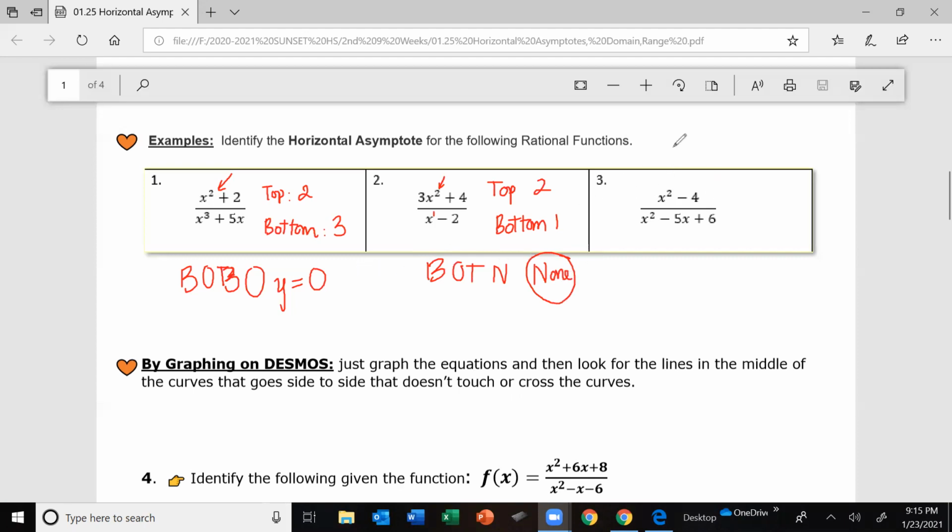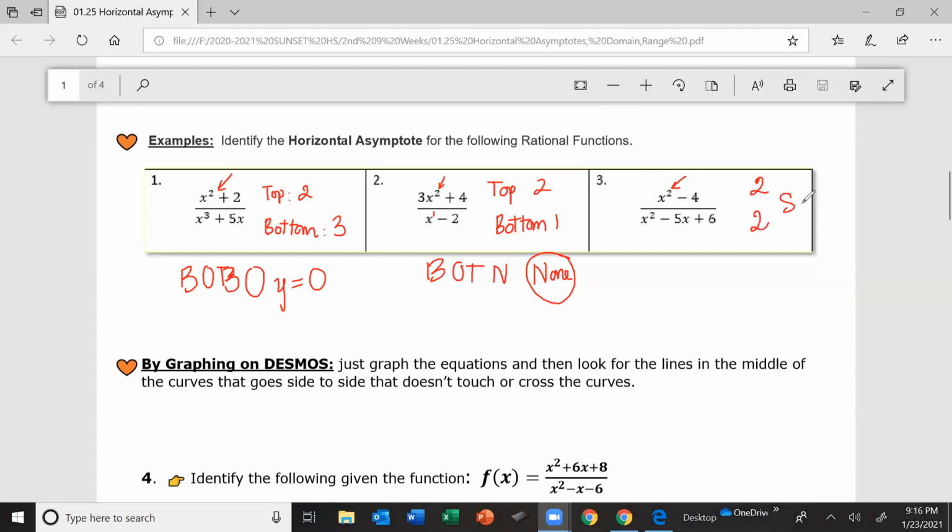The third one, let's see. x squared minus 4 over x squared minus 5x plus 6. This is your teacher's favorite. They've been asking you to do factoring, huh? So again, to find the horizontal asymptote, we're looking at the degree of x, the leading degree right here. The top is 2. And the degree on the bottom, we have x squared, which is also 2.